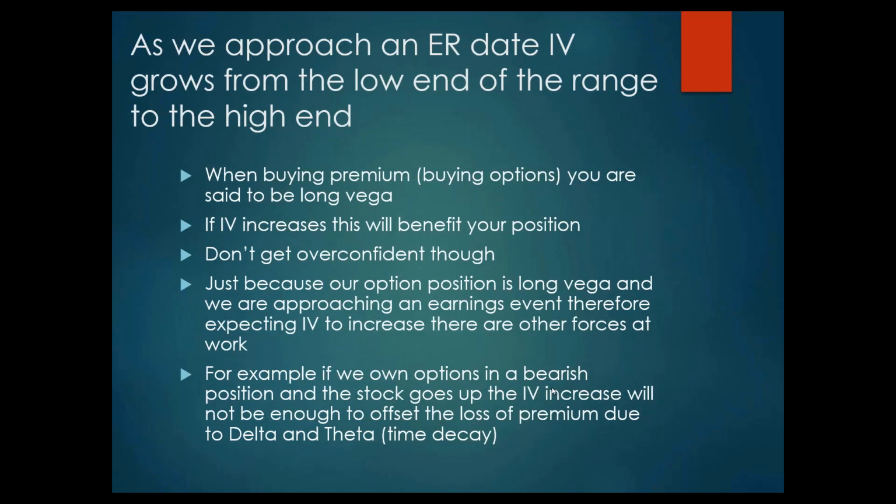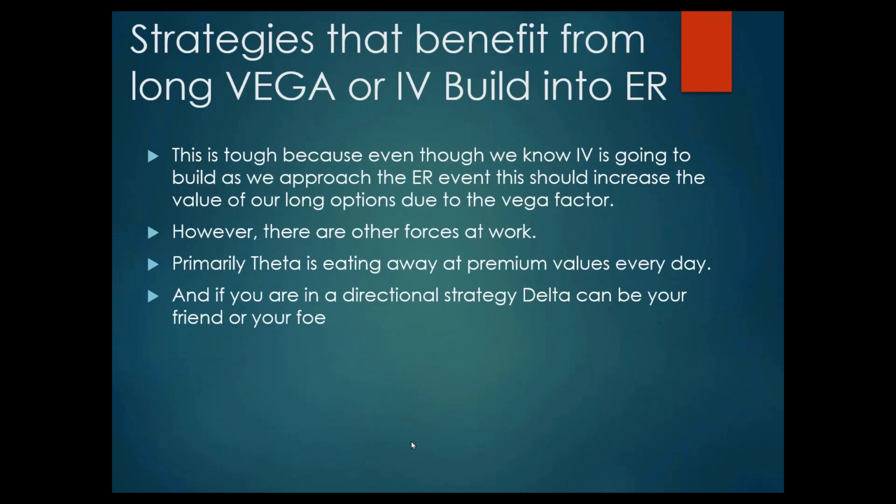For example, if we own options in a bearish position and the stock goes up, the IV increase will not be enough to offset the loss of premium due to delta and theta. Didn't I just say that? I sure did. Let's move on.